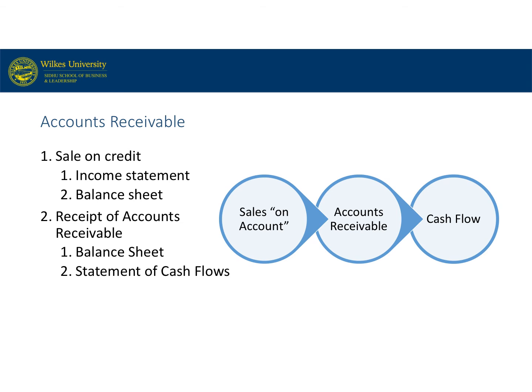Now, when the customer pays the receivable, cash flows into the company. Notice the cash has changed hands, but nothing changed on the income statement. We recorded income when it was earned. We see cash show up on the statement of cash flows. We also see the asset accounts receivable decrease and the cash on the balance sheet increase.